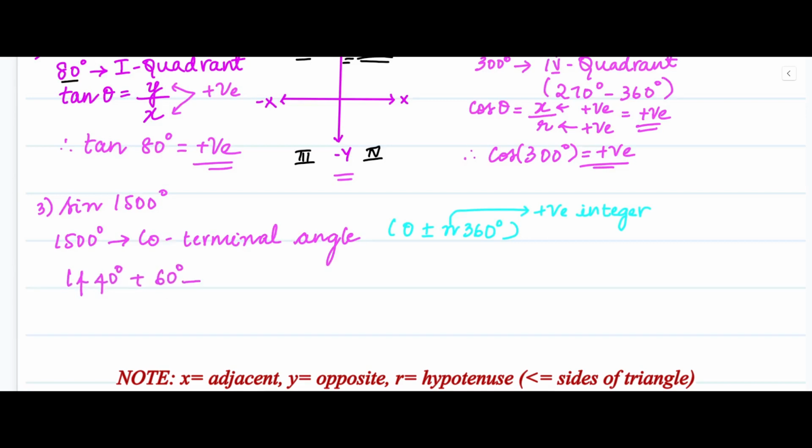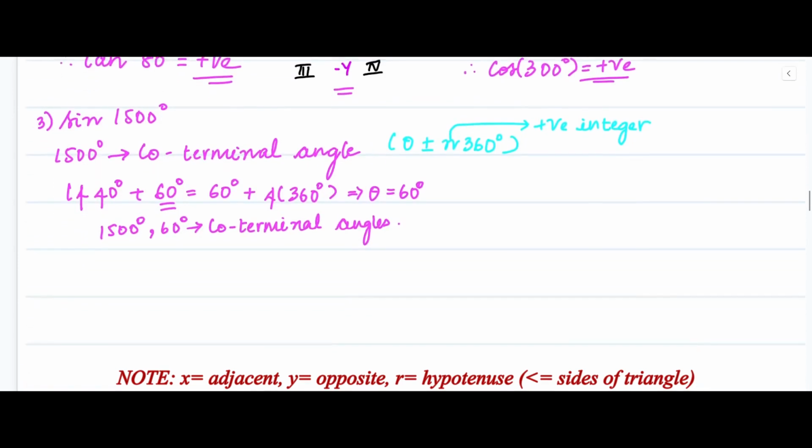So when we rearrange this in terms of theta plus or minus n of 360 degrees, our theta will be 60 degrees. 60 degrees plus this 1440 degrees in terms of multiples of 360 degrees will be 4 into 360 degrees. We will have our theta value to be equal to 60 degrees. So now we can say that 1500 degrees and 60 degrees are coterminal angles.